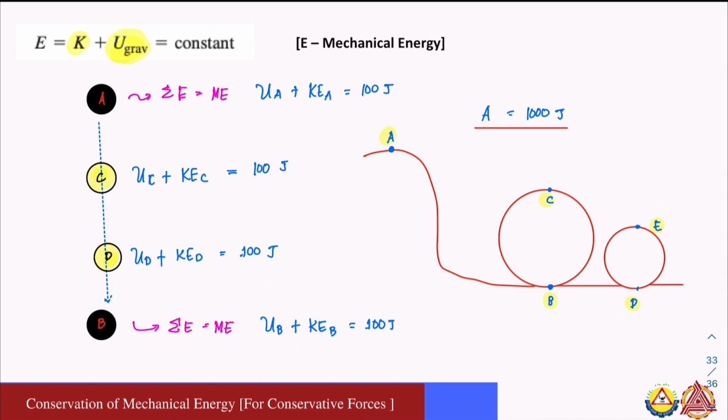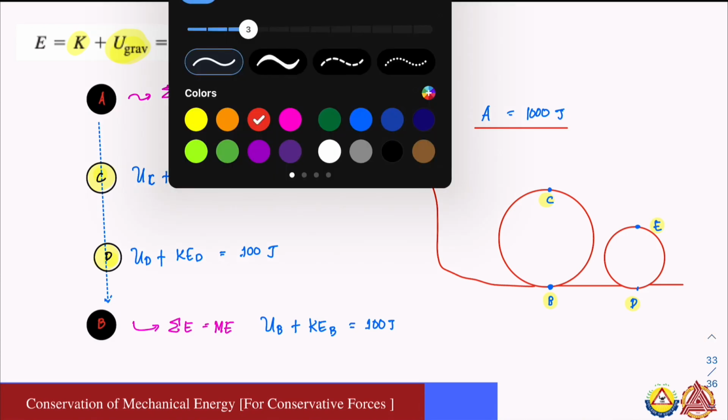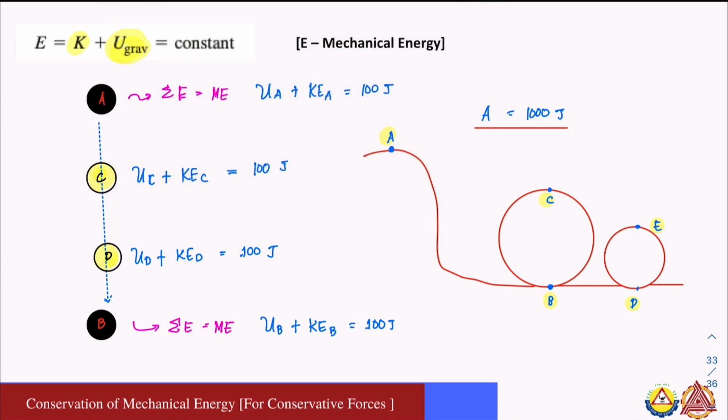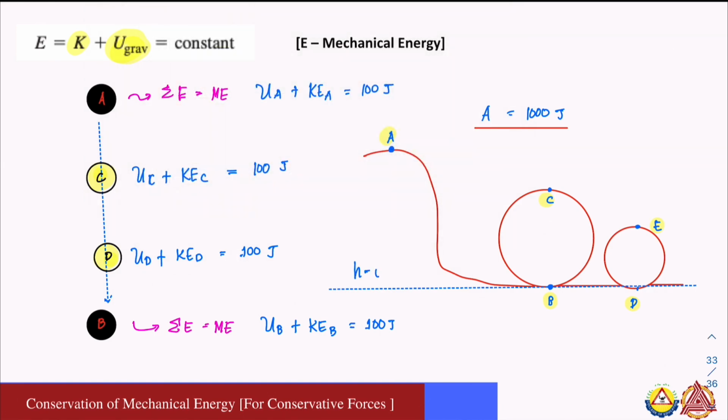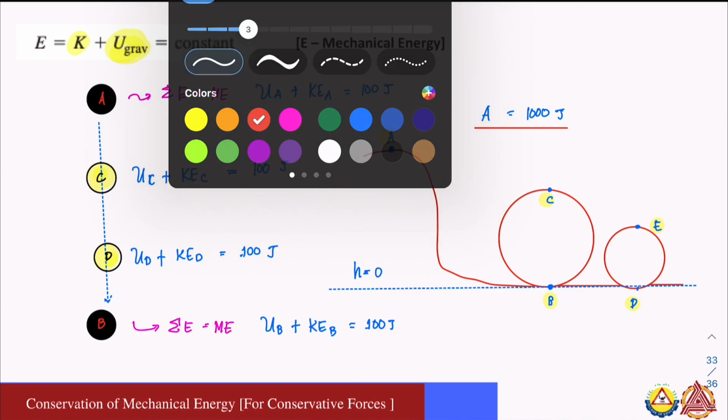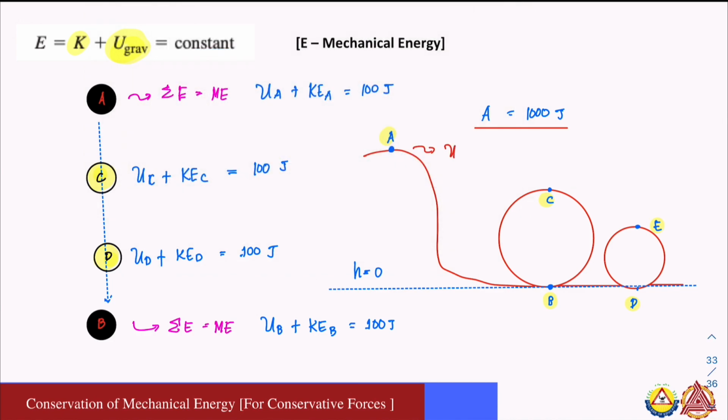All right. But as you can see, firstly, I have the freedom to set my h equal to 0. For the sake of this discussion, I find it easier to set h equal to 0 on the ground. So if I set this as h equal to 0, I know for sure that point A has the highest potential energy. So the energy at point A is U at A and the kinetic energy at A.